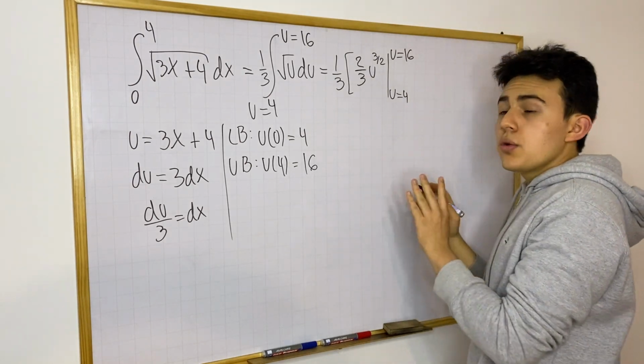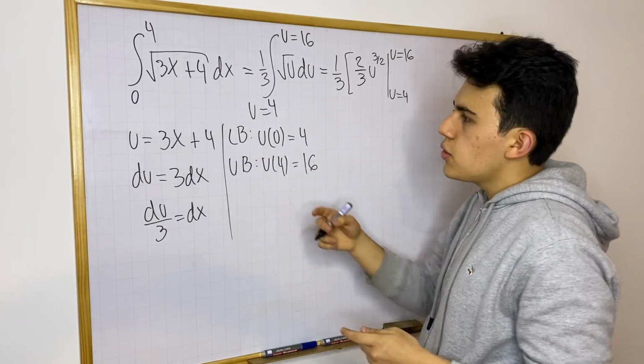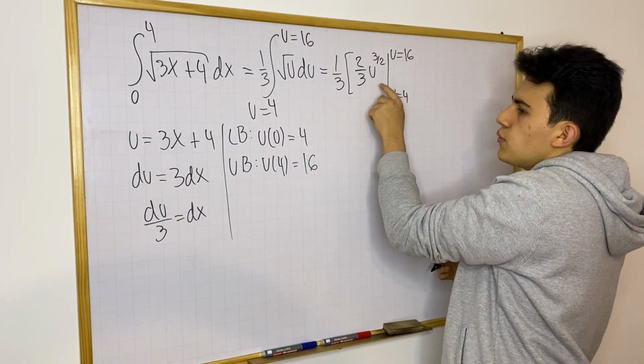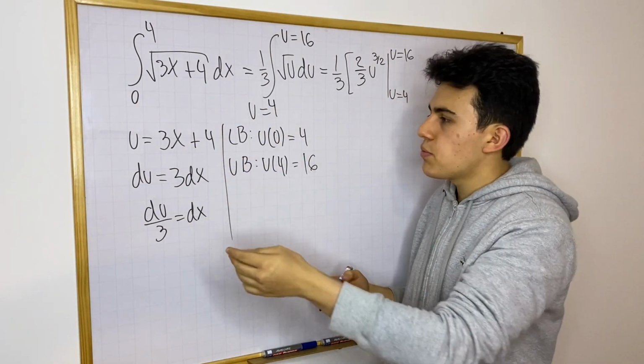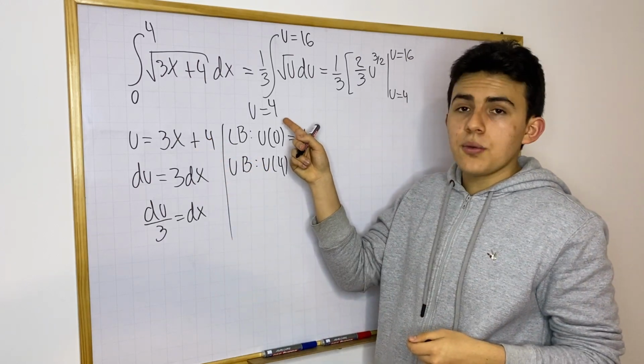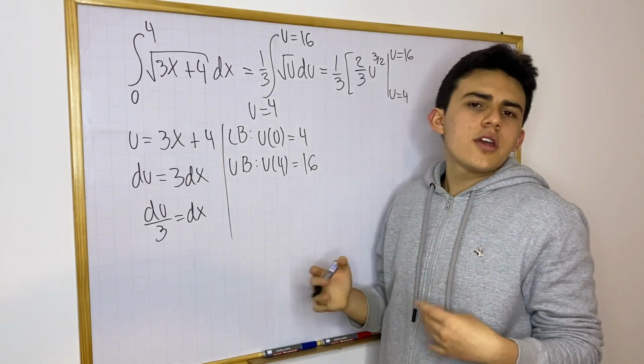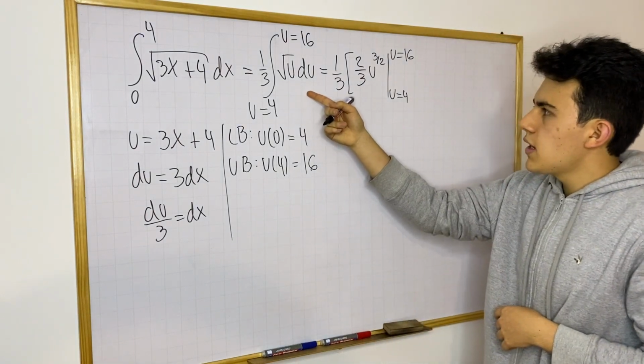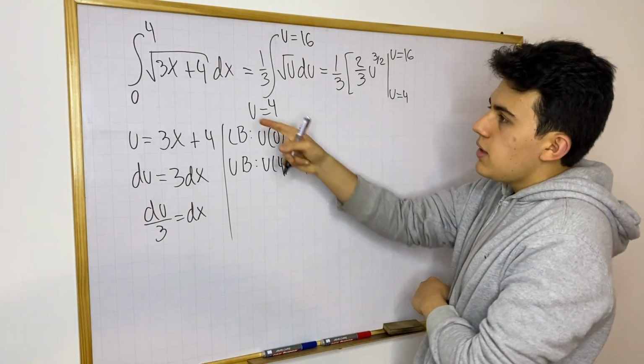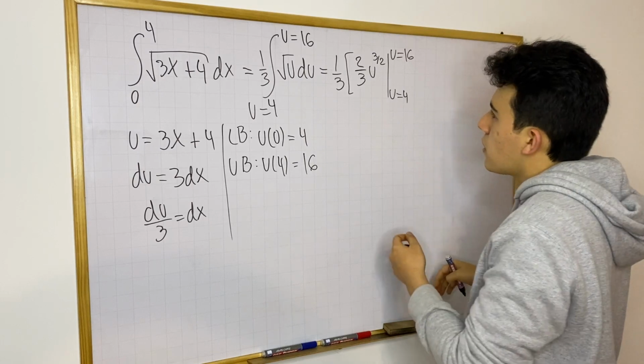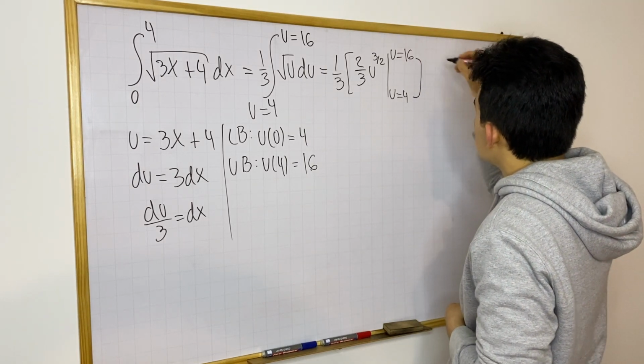Now remember, we don't go back to the original function. You don't need to substitute u for some expression in terms of x, because the bounds that we have are already in terms of u. So you can just simply compute the definite integral with respect to u, and that will be the answer for the definite integral with respect to x. Okay, and it's going to be like this.